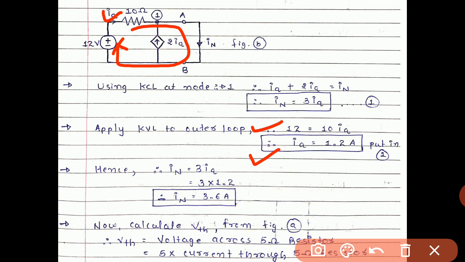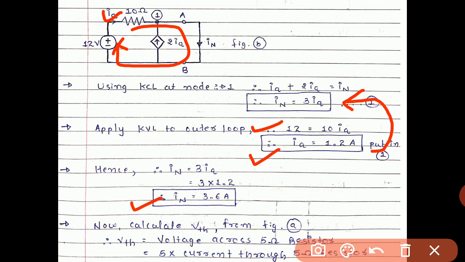So our target is fulfilled, and we put the value of IA in equation number 1. Hence, IN equals 3 times IA, which is 3 times 1.2 ampere. So finally we get the value of IN, that is 3.6 ampere. So here we clearly find that the value of IN equals 3.6 ampere.